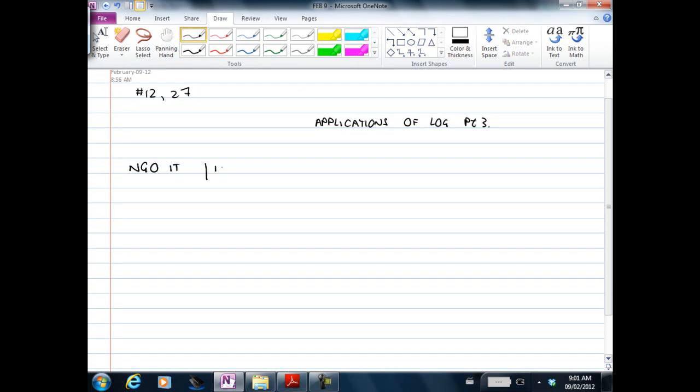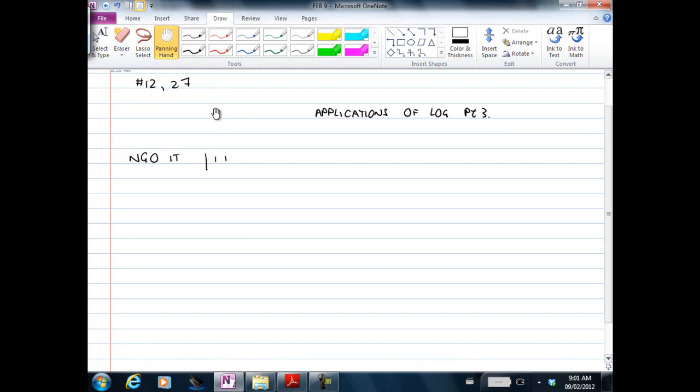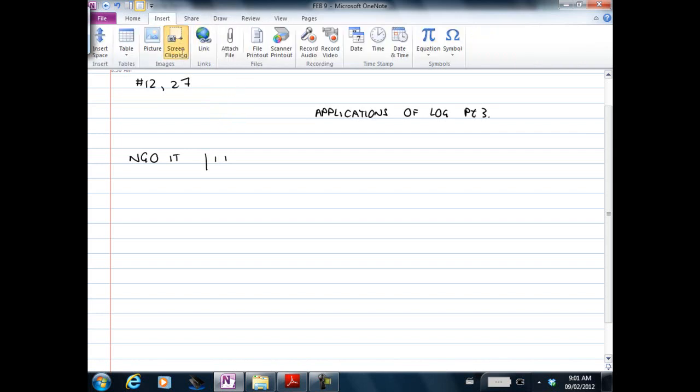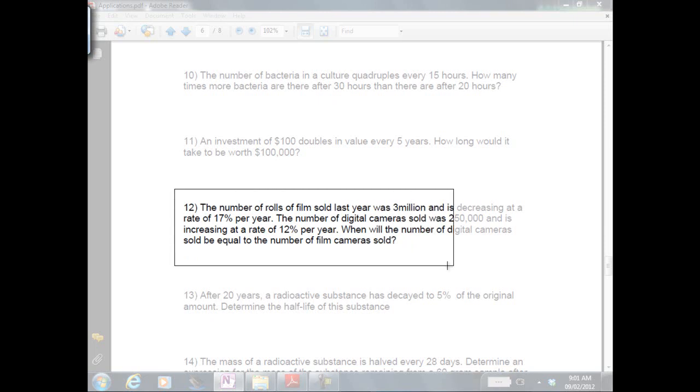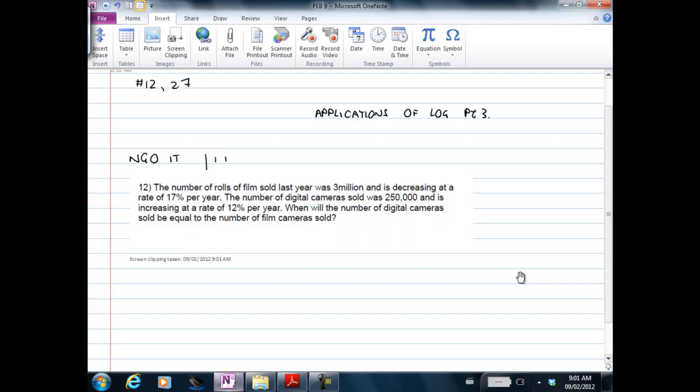1, 2, 3. Okay. Now number 12 and number 27, a lot of people were stuck, so they must know how to do it. It looks so confusing. I'm going to tell you, there may be a good chance that one of these questions will be in your exam. So I'm going to go over number 12 with you first. Here's number 12, right here.